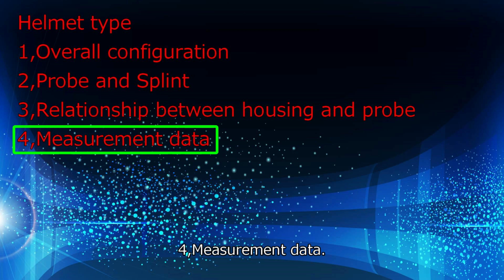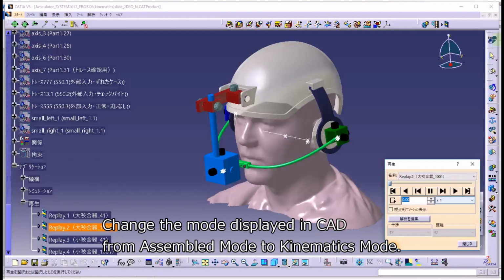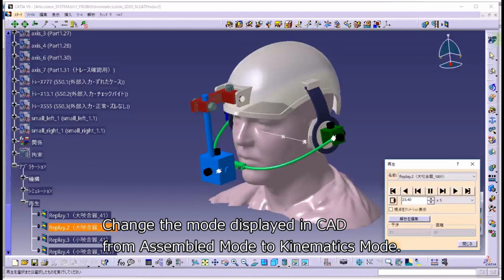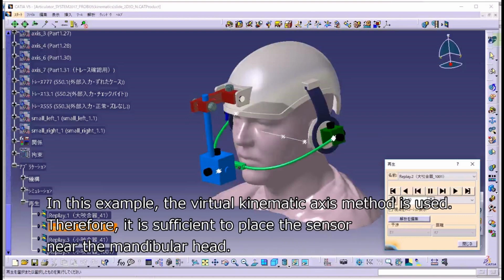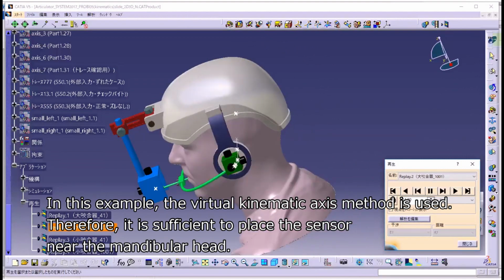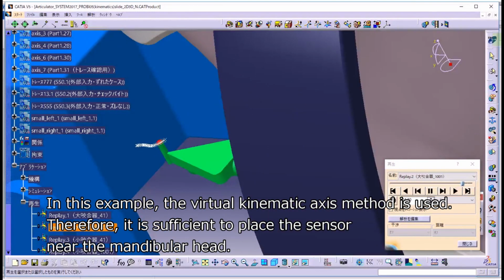4. Measurement data. Change the mode displayed in CAD from assembled mode to kinematics mode. Regarding the location of the sensor setting points near the left and right mandibular heads, there is no such thing as setting the measurement at the hinge axis position. In this example, the virtual kinematic axis method is used. Therefore, it is sufficient to place the sensor near the mandibular head.